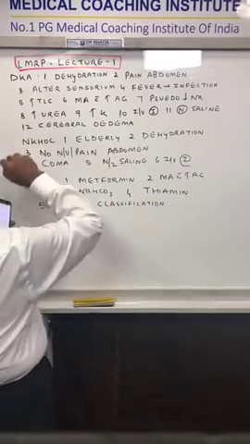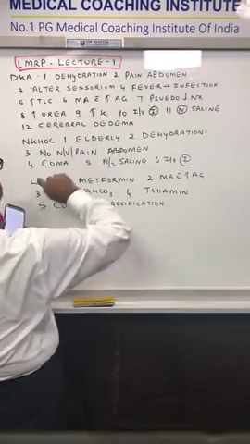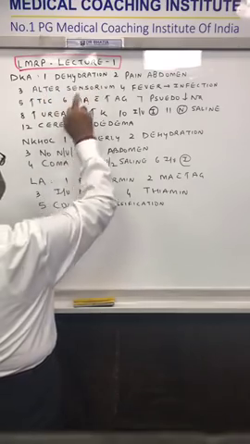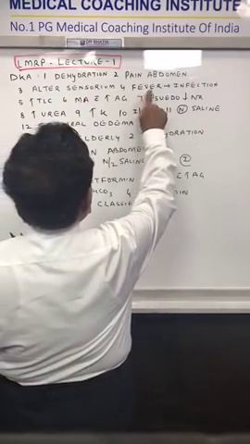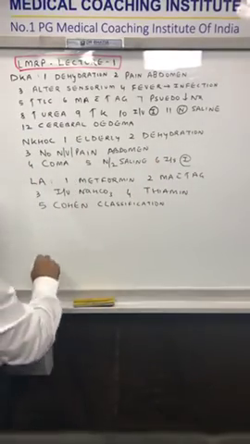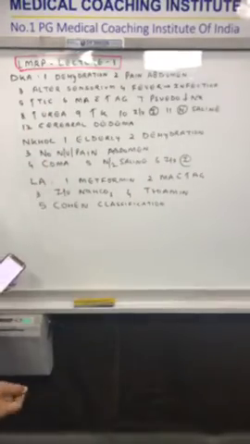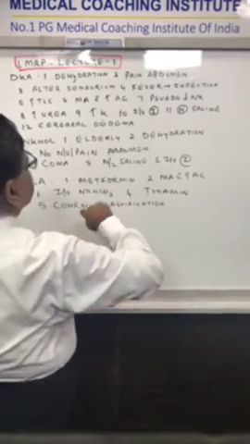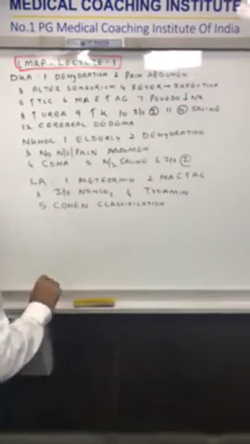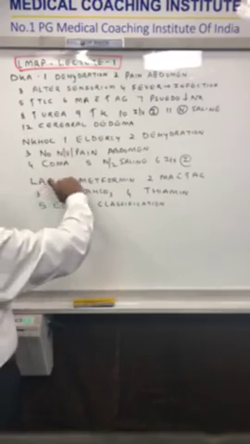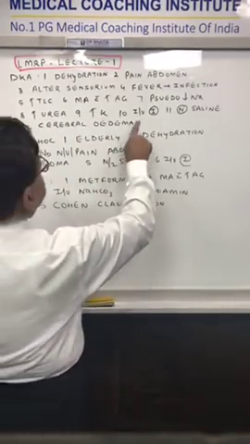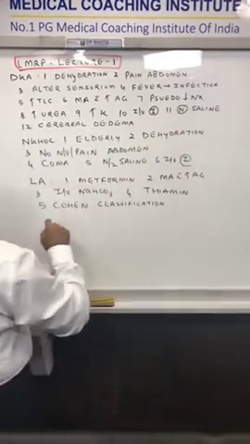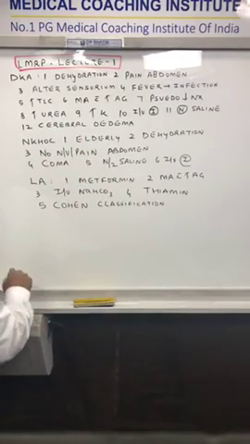So DKA: dehydration, pain abdomen, altered sensorium, fever indicates infection, increased TLC is a feature, metabolic acidosis with increased anion gap, pseudo hyponatremia, increased blood urea, hyperkalemia. Treatment is IV insulin, I for insulin, normal saline. Cerebral edema is a big problem.